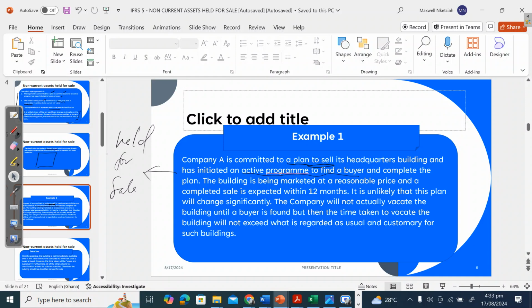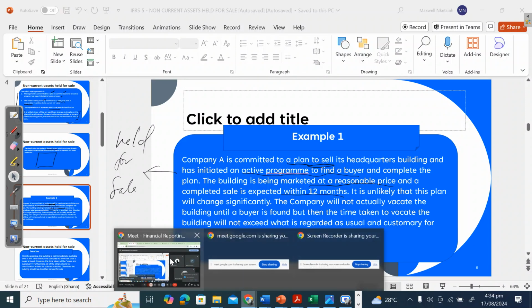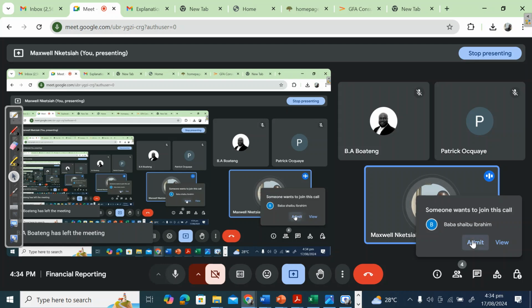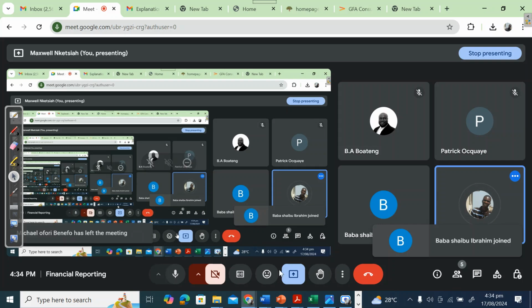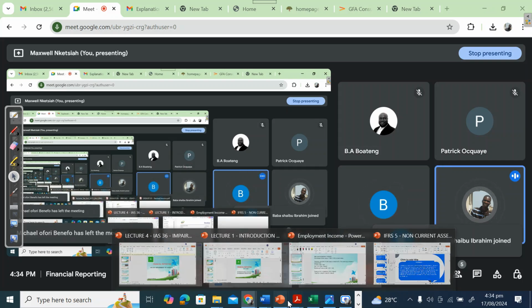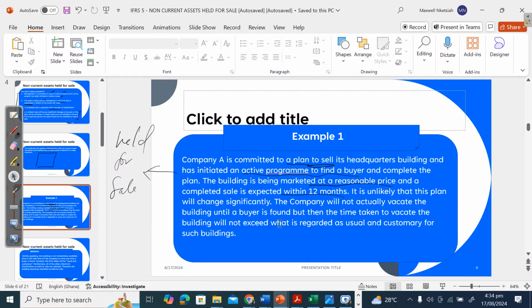They also have a reasonable price for the building, and they want to sell the asset within 12 months. So all the conditions are satisfied. So we can say that they have met all the conditions. Okay, so we can say that, but the only issue is that they are still using the building, but then when a buyer comes, they will vacate the building.